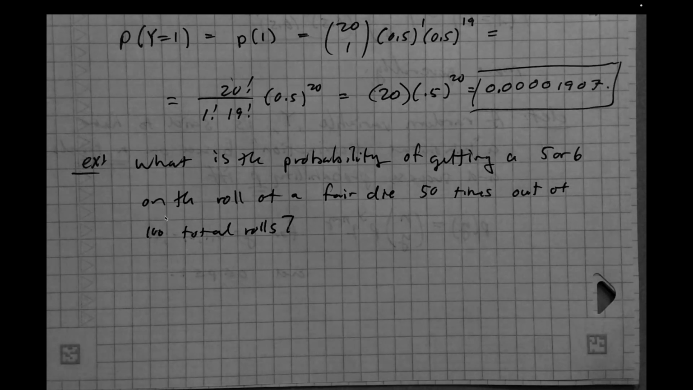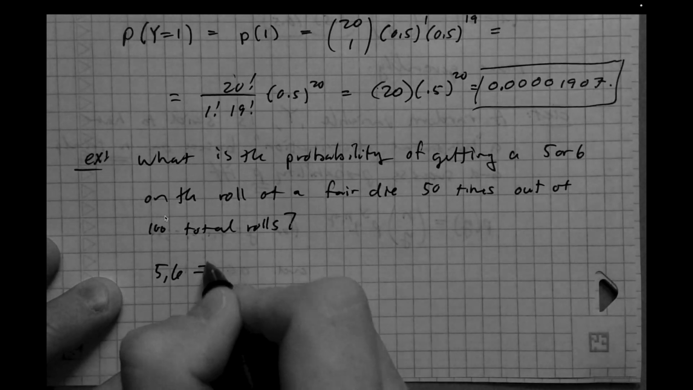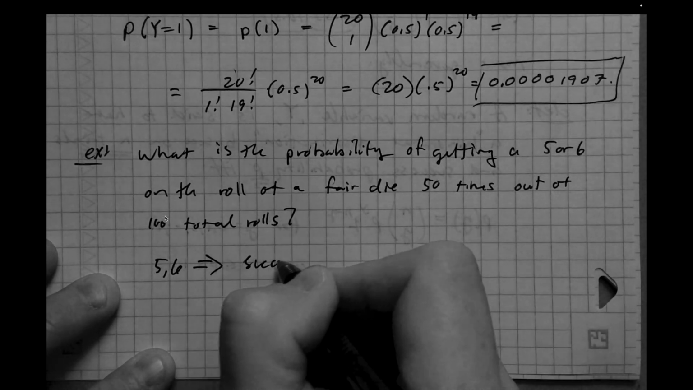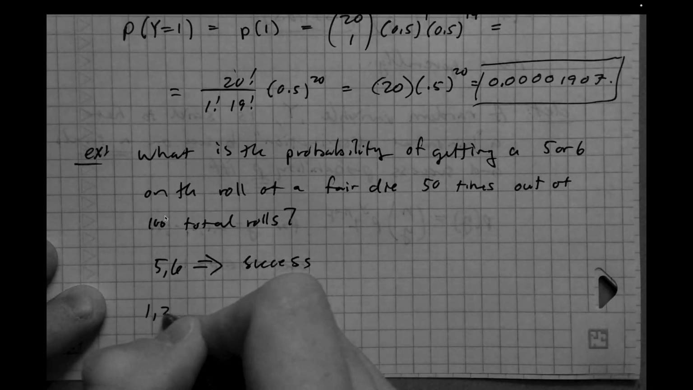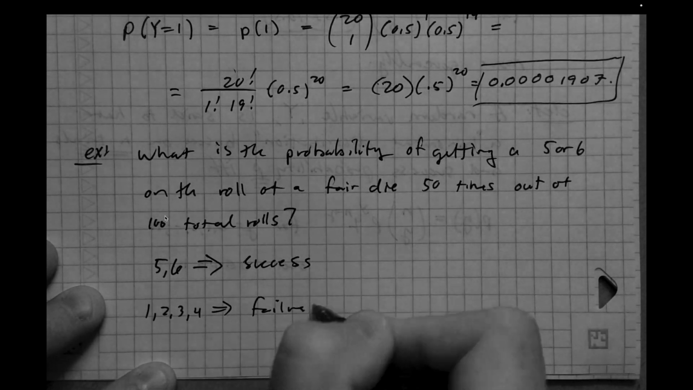Right, so I roll a die 100 times, and I keep track of whether or not the roll results in a 5 or a 6 or something else. Okay, and so basically what I need to do is think about how I'm mapping this. So a 5 or a 6, I'm going to call that a success. A 1, 2, 3, or 4, I'm going to call that a failure.